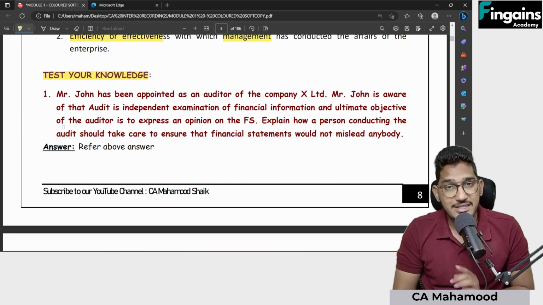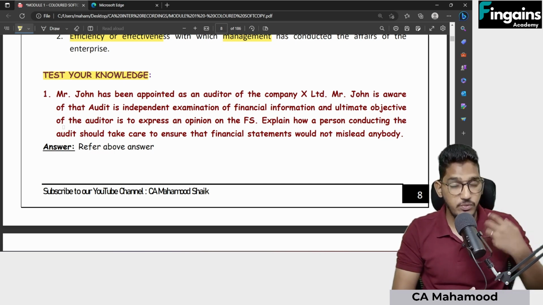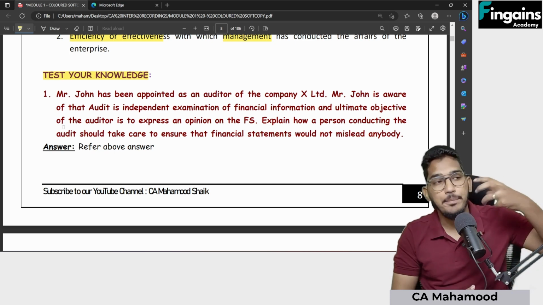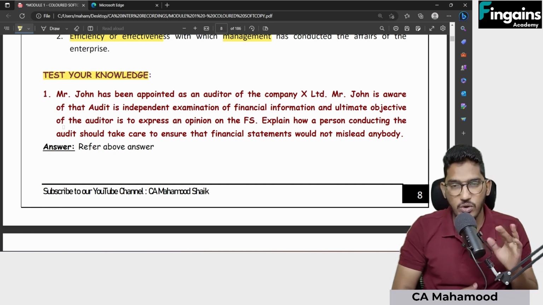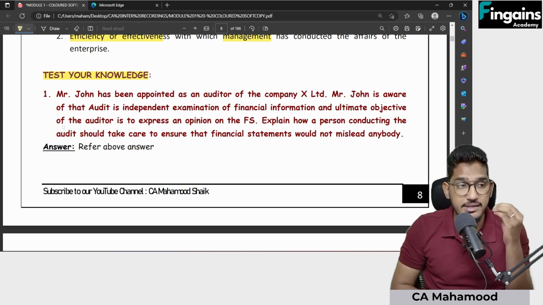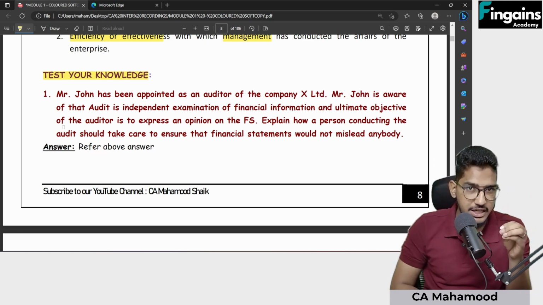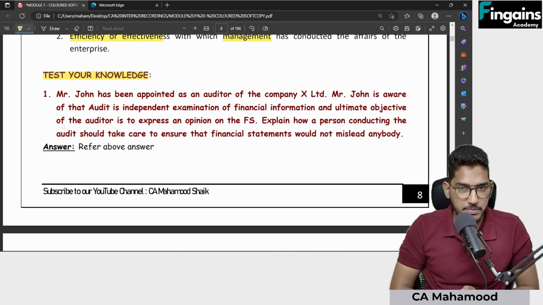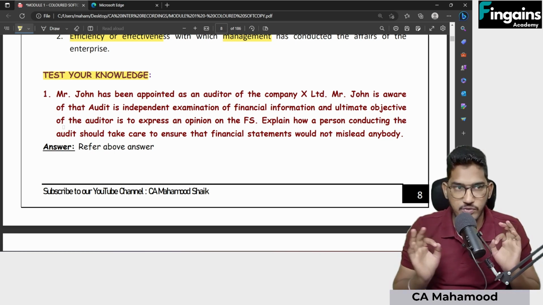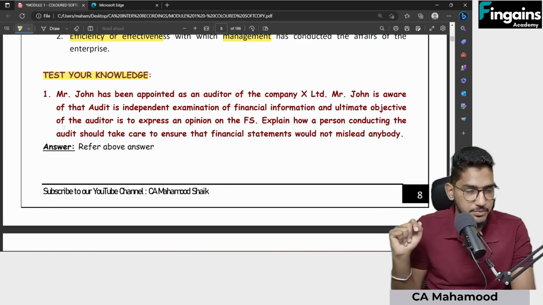ICAI doesn't just want you to mug up the content, they want you to understand it and apply it to the given practical scenarios. What ICAI is expecting from you is not just mugging up the content. ICAI is expecting you to understand the concepts, link them with the given case and write the suitable answer for that. So that is what the question paper pattern is today. No straight away questions will be asked. They will give you a scenario and they will expect the answer from you.